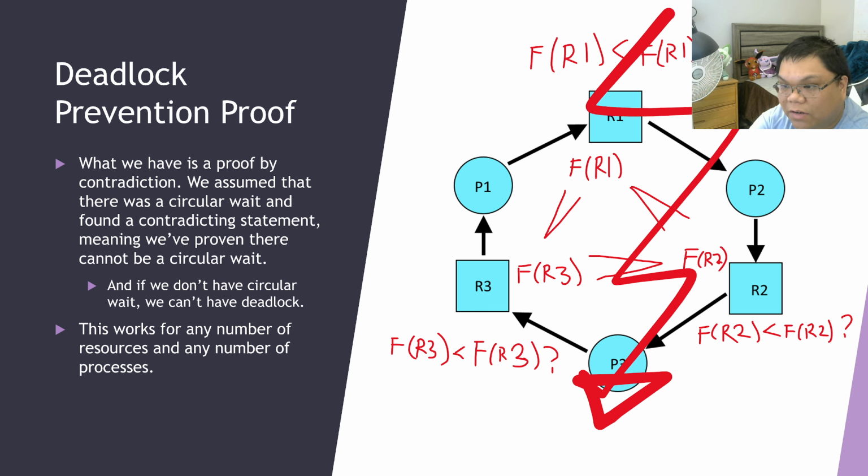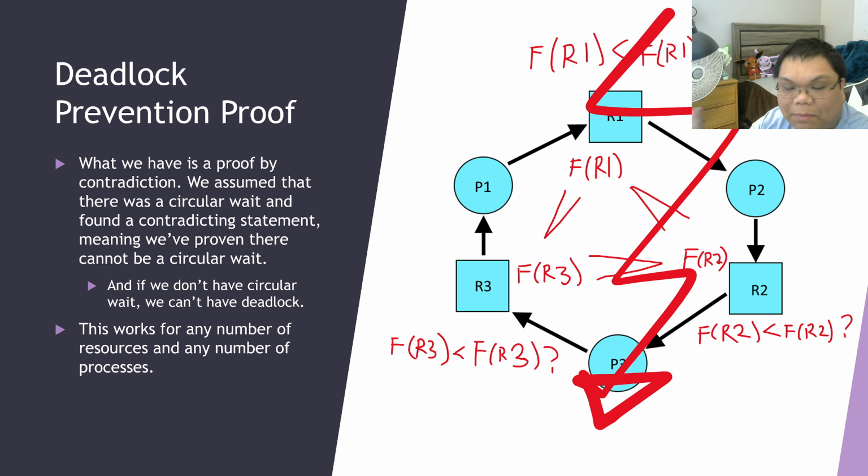We had assumed there was a circular wait, and then we found a contradicting statement, meaning we've proven that there cannot be a circular wait. We represent a proof by contradiction using a downward zigzag arrow, or at least that's how I do it, simply because I think it's fun to draw. There are other symbols that also mean proof by contradiction. It's just, as I said, I like the downward zigzag arrow. And if we don't have circular wait, then we can't have deadlock.